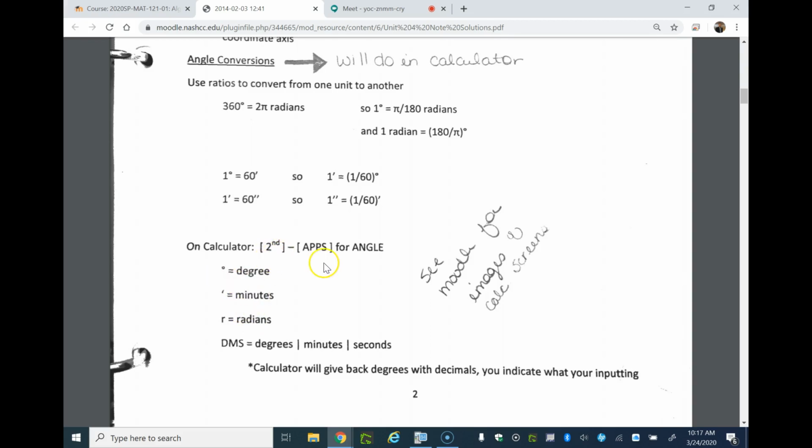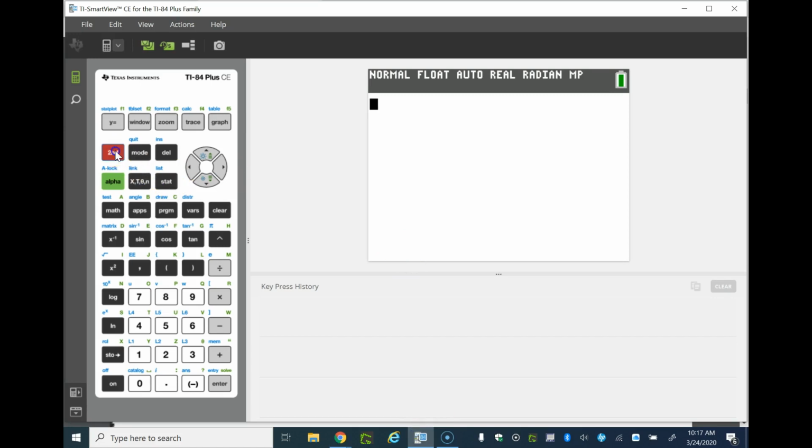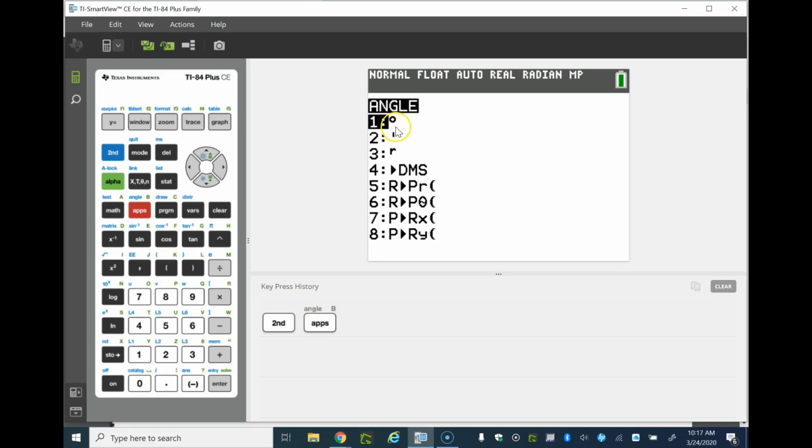little symbols by hitting second and the @ sign. So let me show you where this is. If you hit second and the @ sign here, here is the degrees. This is going to be the minutes, and this is going to be the radians. We're also going to be using this one, called decimal minutes and seconds, when we convert angles into degrees, minutes, and seconds, not decimals.